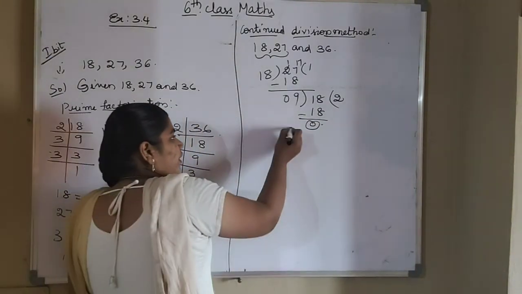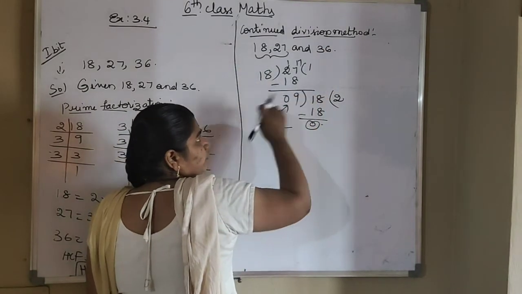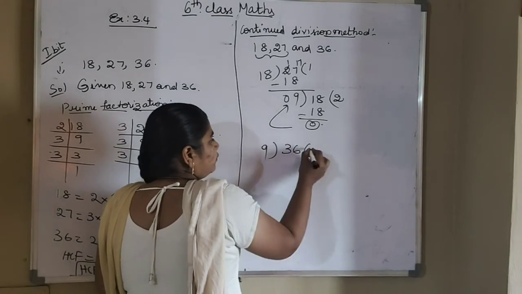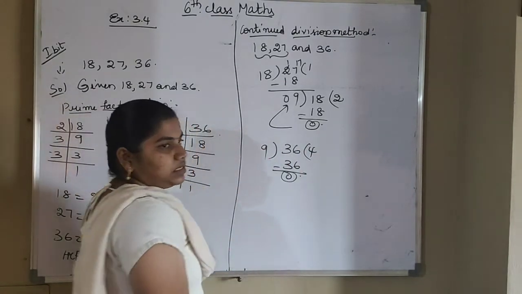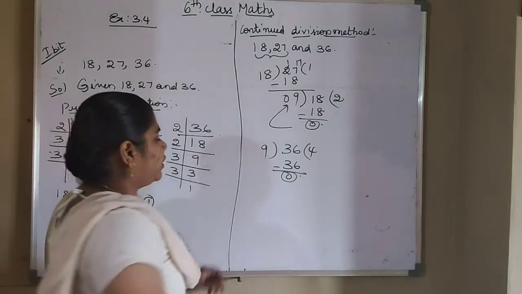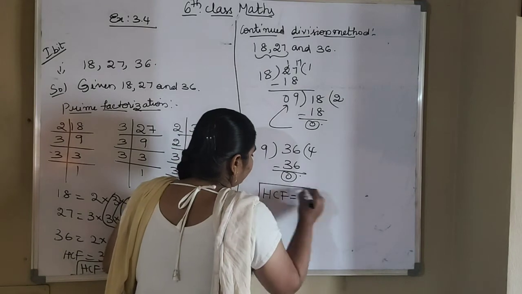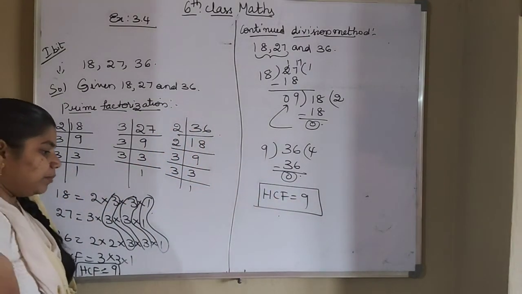Now what is the divisor value? 9. So this 36 we have to divide with 9. 9 fours are 36. You got the remainder as 0. So what is the value you got here? That is 9. So HCF is equal to 9. So this is our continuous division method.